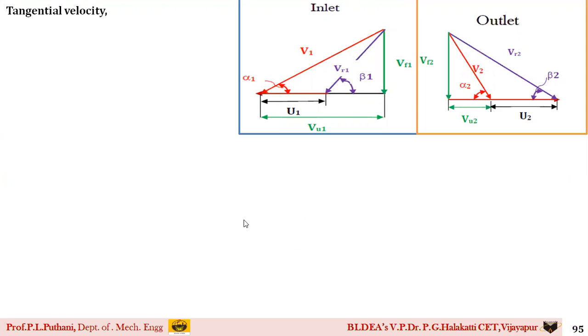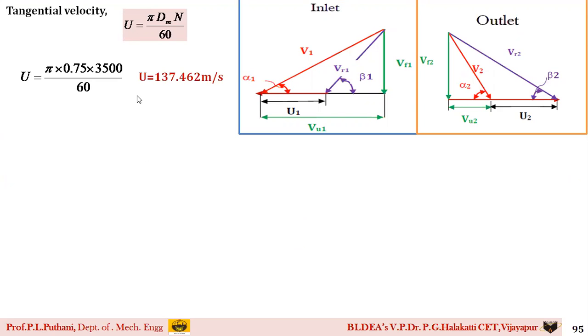Tangential velocity already has given us the mean diameter, that is u is equal to pi dm n by 60. On substituting the value of dm and n, I get the value of u as 137.462 meters per second. So in this inlet velocity triangle, I have shown here that this is the value of u1, but as he has said it is a mean diameter, so u1 is equal to u. Similarly, u2 is equal to u only.